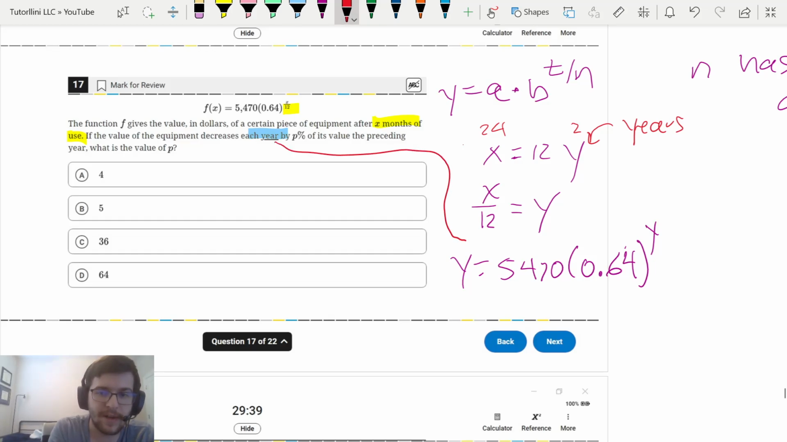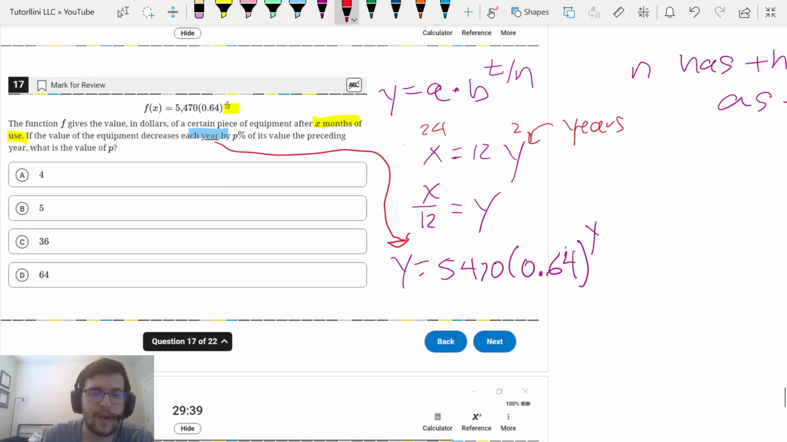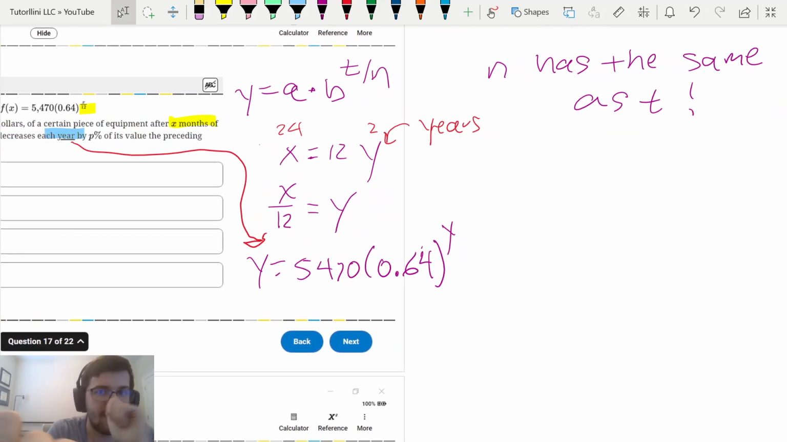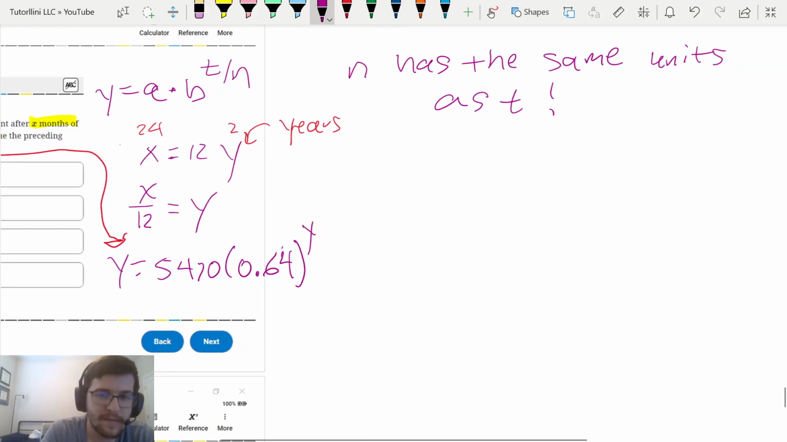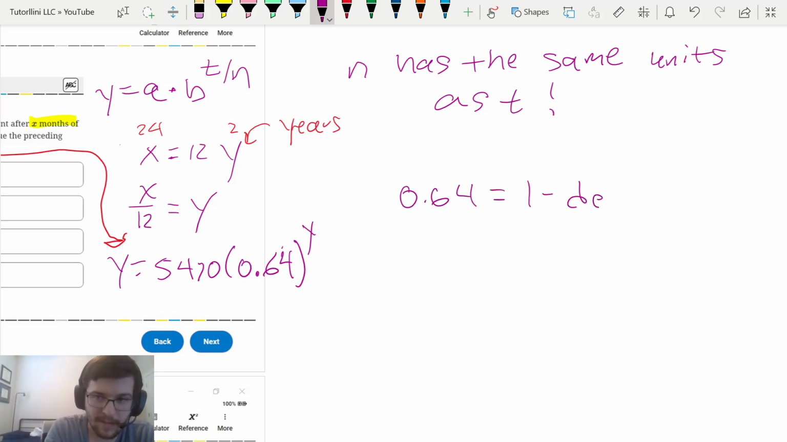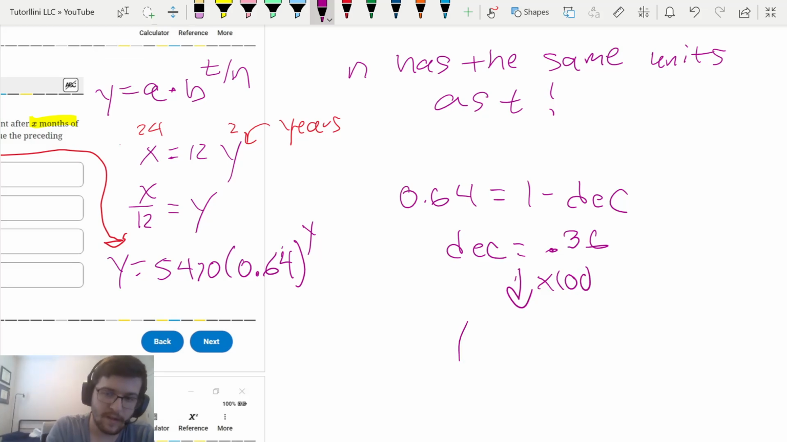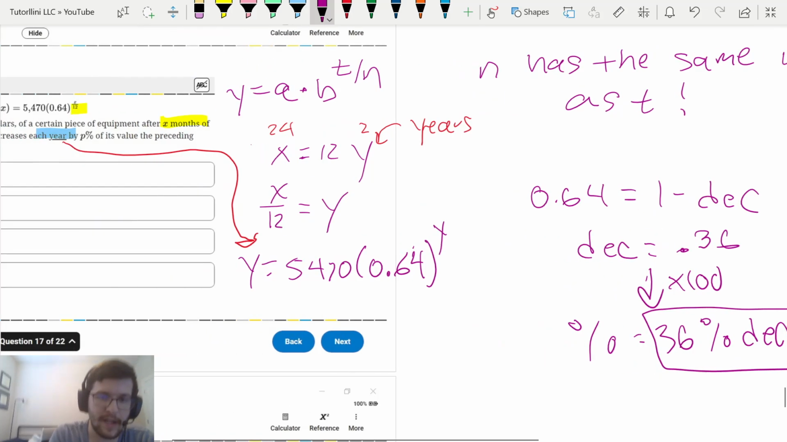Now we use this one. So every year it has a percent multiplier of 0.64. That's a decrease. So for a decrease, the multiplier is 1 minus the decimal. So 0.64 equals 1 minus the decimal. If you solve that equation, you get the decimal is 0.36. And then you turn that into a percent, you multiply by 100. And you get a 36% decrease. And that is the answer.